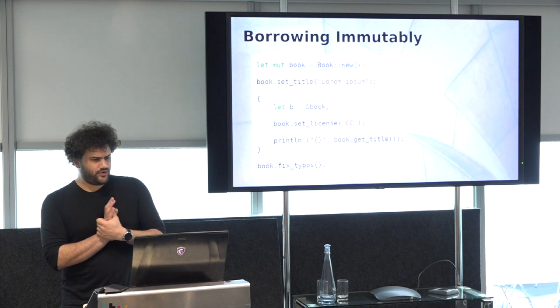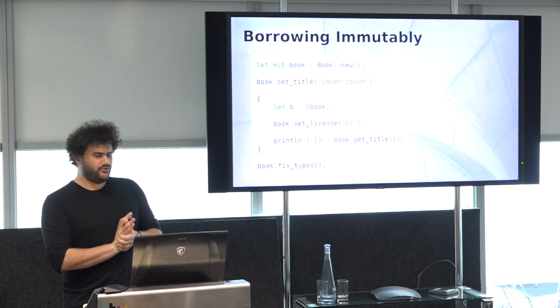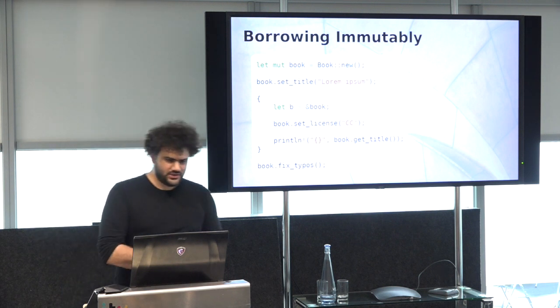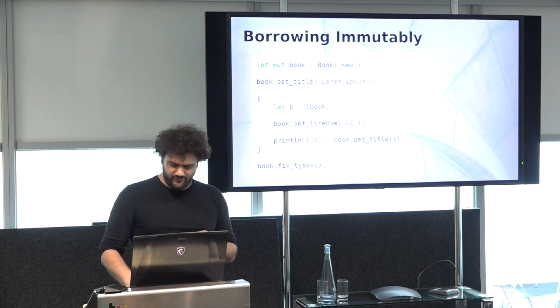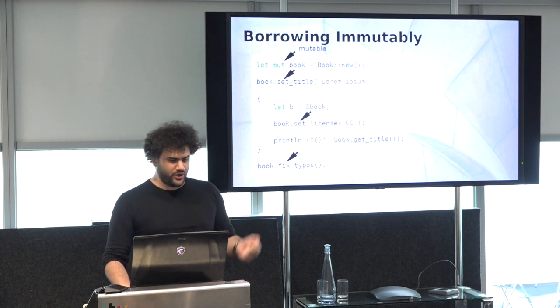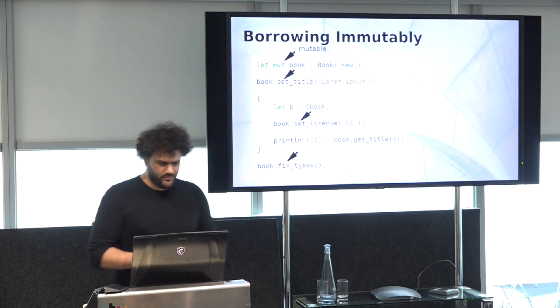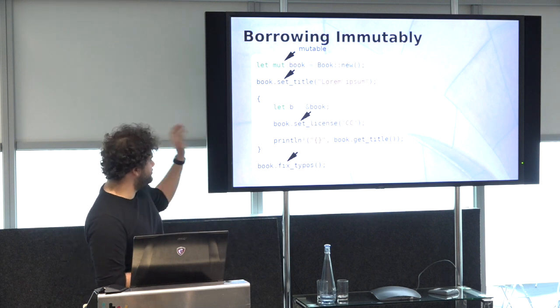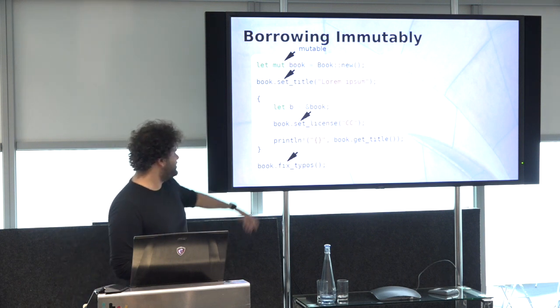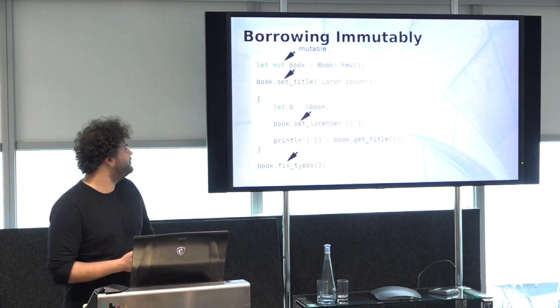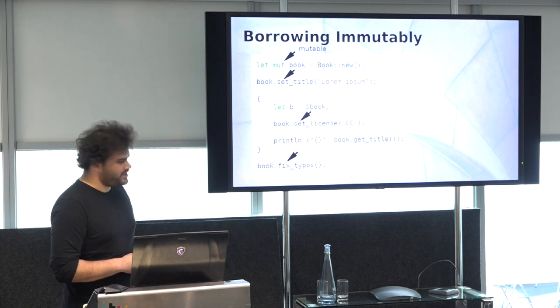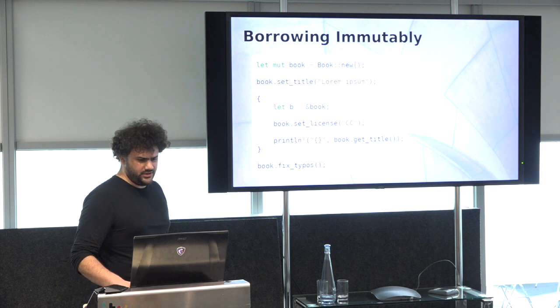So how does this work with mutability? What are the rules of what you can do? Let's say we have a book, and we want to change it, right? We want to set the title, maybe set the license to Creative Commons, and maybe fix the typos. So we want to mutate it. How does that play with borrowing it?